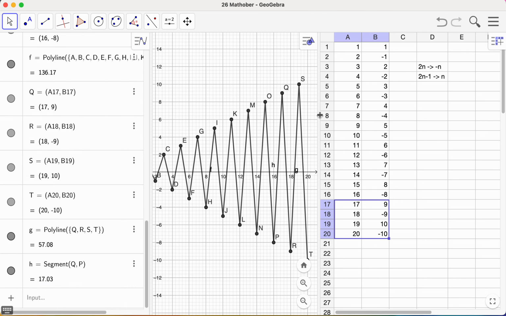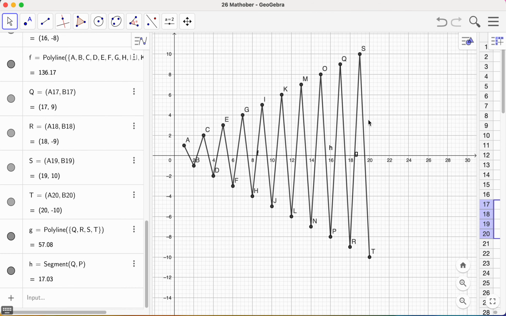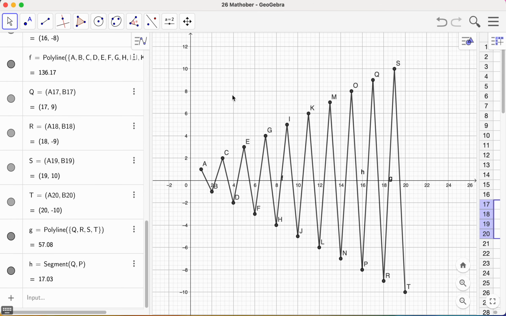Perfect. Yeah. It's a bijection. It is a nifty little bijection. Enjoy.